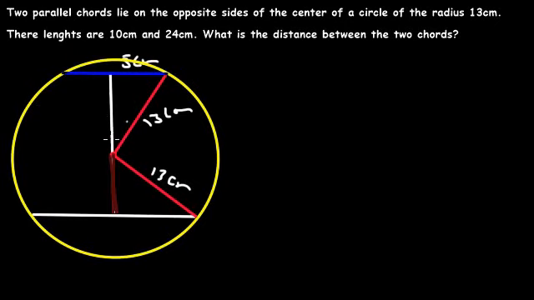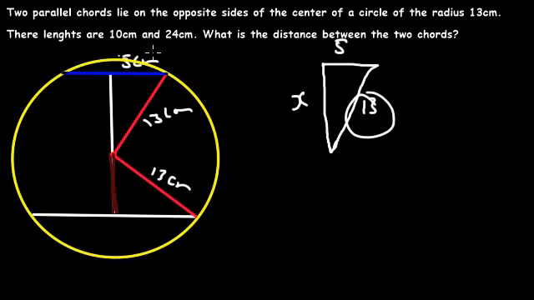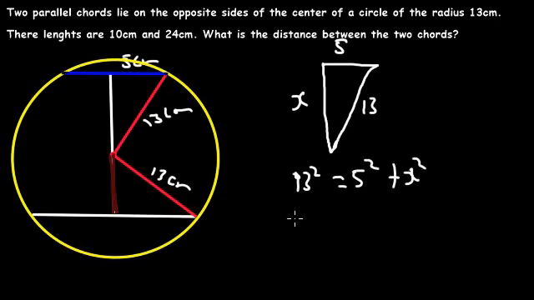Now to determine the distance in white color, this distance. The triangle looks like this. Perfect. So we need this x. This is 5 and this is 13. So from Pythagoras theorem, let's just state the hypotenuse. 13 squared equals 5 squared plus x squared, and x squared equals 13 squared minus 5 squared.